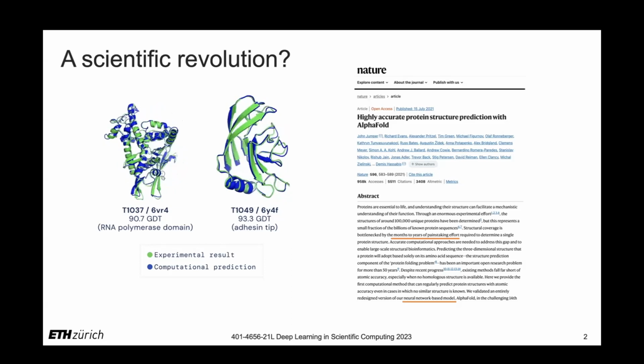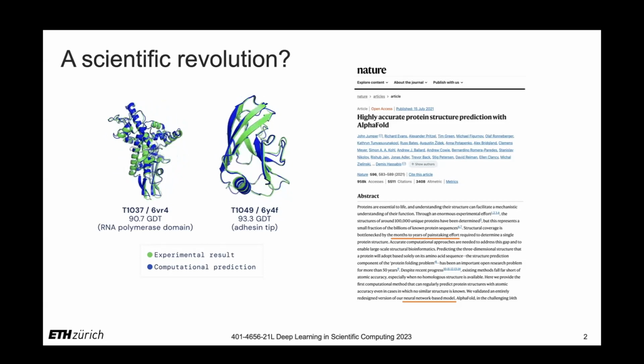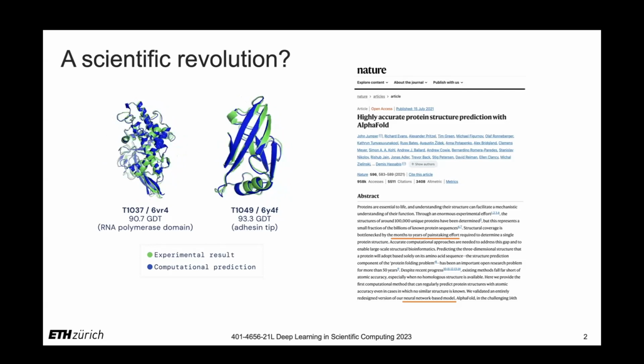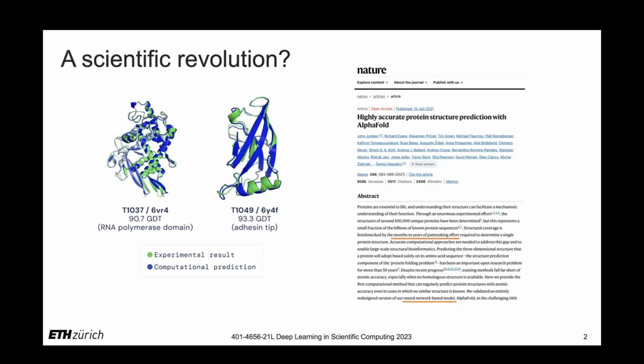It's been an open research problem for over 50 years. And the way that we used to do it is just in the lab by human experimentation and painstaking effort to get the structure of these proteins. But now this algorithm can do it in seconds and generate millions of these new proteins. So it had a massive impact.